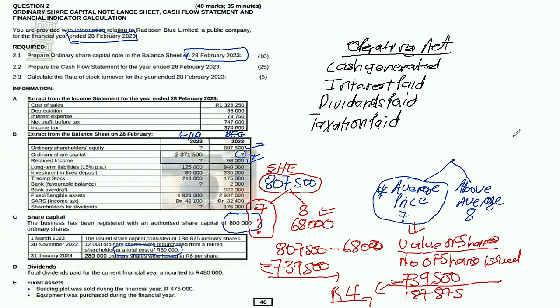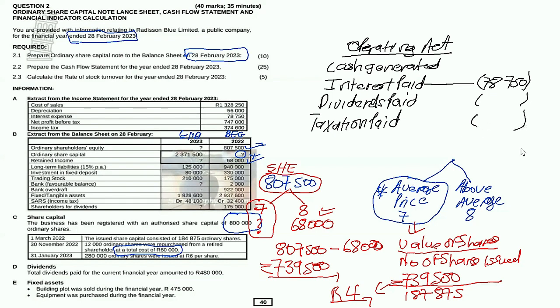Right. And then, so now when you check the extract from your income statement, you have the interest expense. So that interest expense will be classified as our interest paid here. So we have an amount of 78,750, right? And then we have these two as outflows.